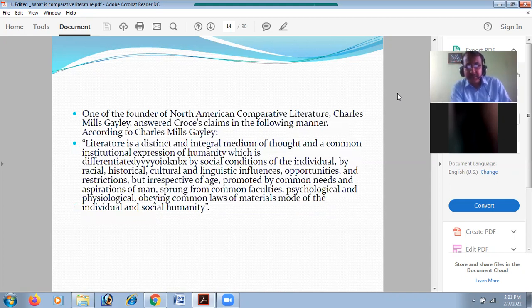Again, one of the founders of North American comparative literature, Charles Mills Gayley, answers Croce's claim in the following manner. According to Charles Mills Gayley, literature is a distinct and integral medium of thought and a common institutional expression of humanity, which is differentiated by social condition of the individual, by racial, historical, cultural, linguistic influences, opportunities, and restrictions, but irrespective of age, promoted by common needs and aspirations of man, sprang from common faculties, psychological, physiological, obeying common laws of materials made of the individual and the social humanity.